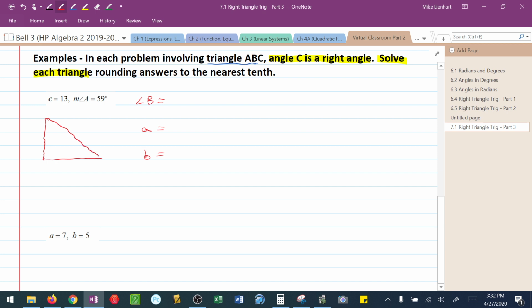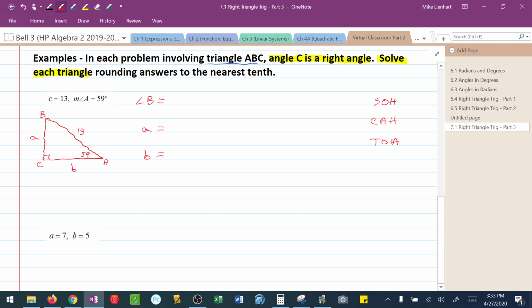Now, it's just a sketch, so the angles don't have to be perfect. But if I call this A, B, C, and angle A is 59, and they tell me that side C is 13, I know that I need to find side A and side B. This helps me, along with SOH CAH TOA, to determine what I need to use in order to find the missing pieces.